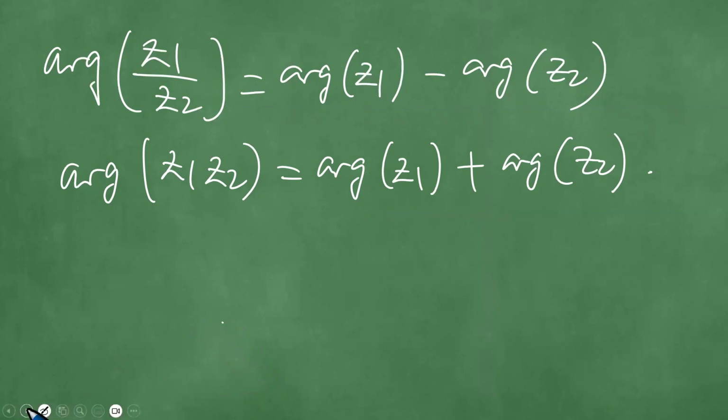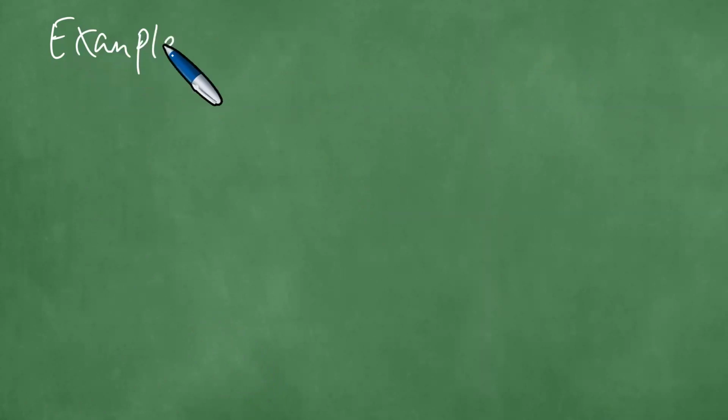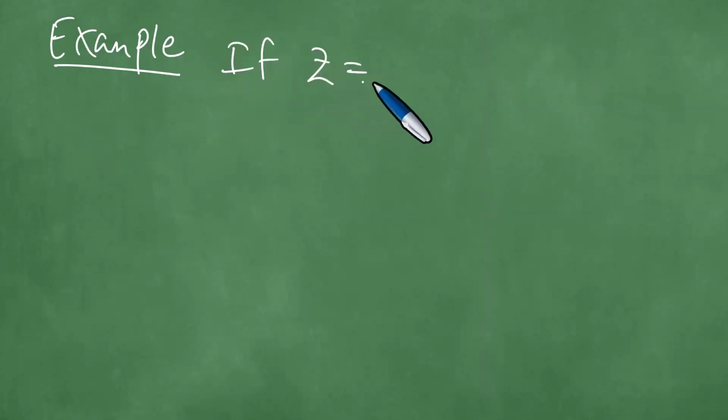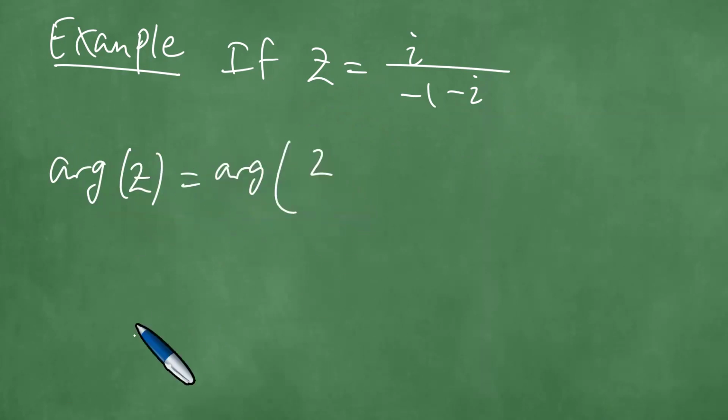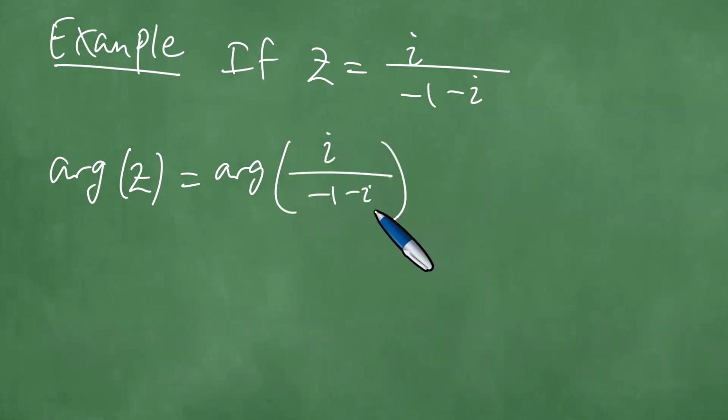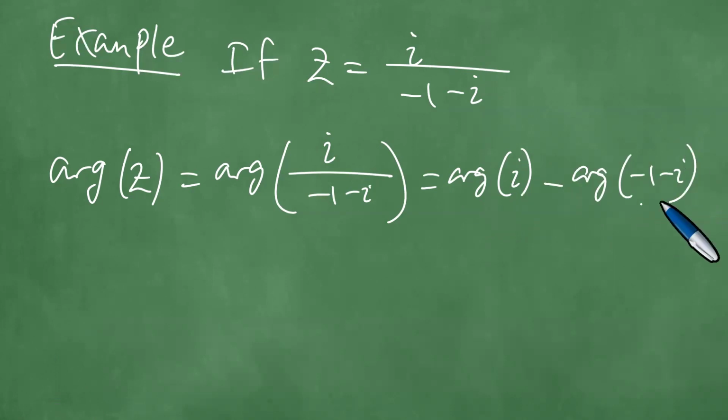Okay, now let us give a small example. I'm going to be very brief, time-wise. So for example, if z is i over minus 1 minus i, we can note that the argument of z is the argument of the quotient, or this rational expression, i over minus 1 minus i. And this is the argument of i minus the argument of minus 1 minus i.